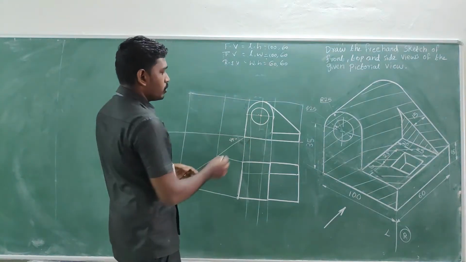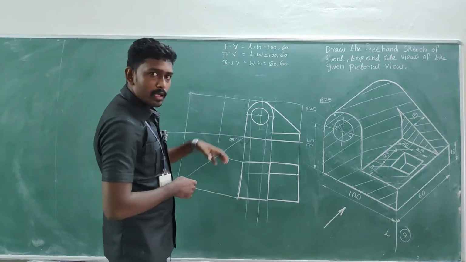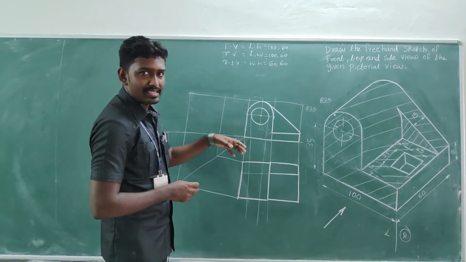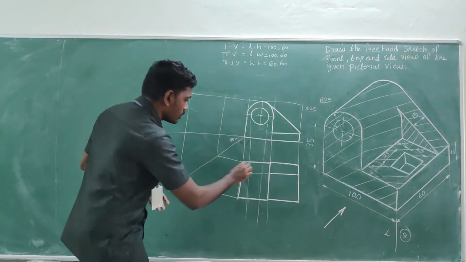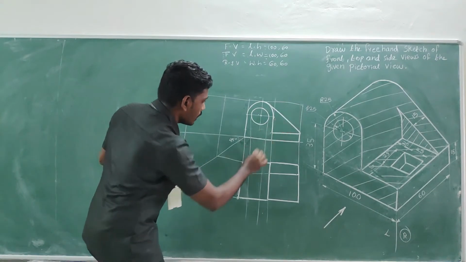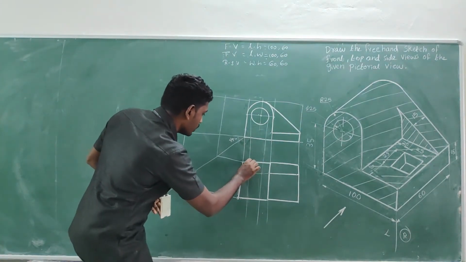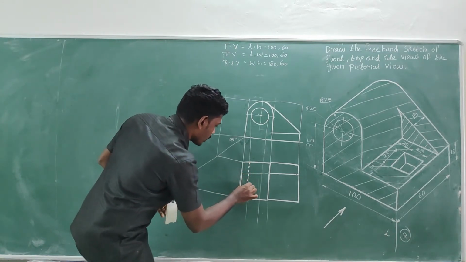Here in the front view, the circular hole is visible, and in the top view, the hole may not be visible, but it is present. So we must capture it as a dotted line. So already we have taken the projectors. So what we can do, it's a through hole, so it captures the entire portion. So in the projectors, we can make a dotted line in dark.